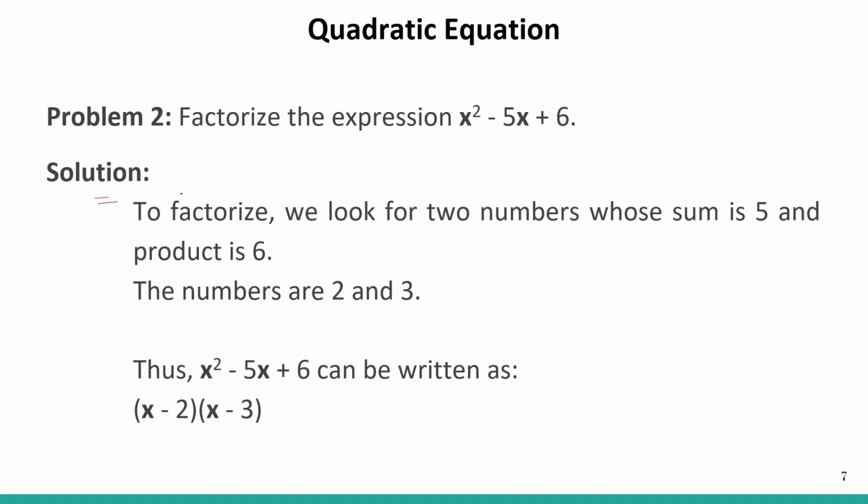So let's see the step-by-step solution. To factorize, we look for two numbers whose sum is 5 and product is 6. The numbers are 2 and 3. Thus x square minus 5x plus 6 can be written as x minus 2 into x minus 3.